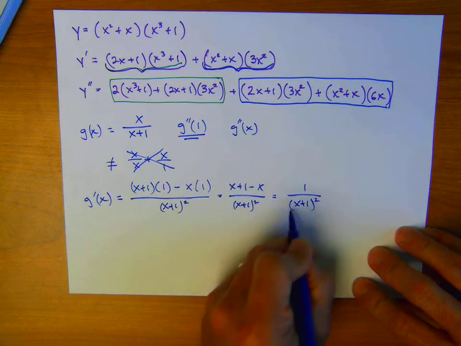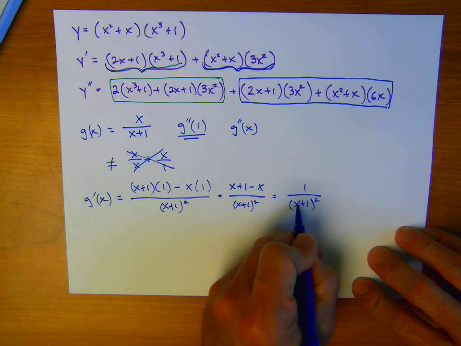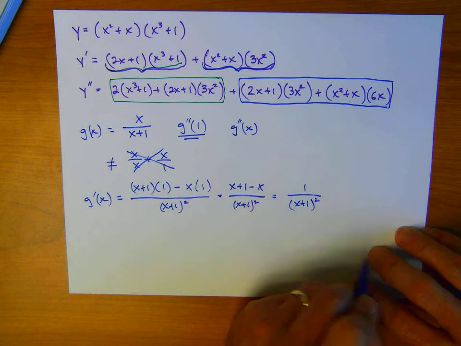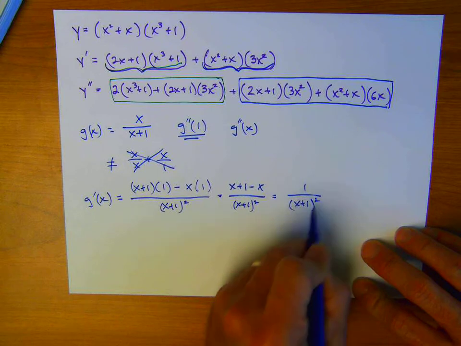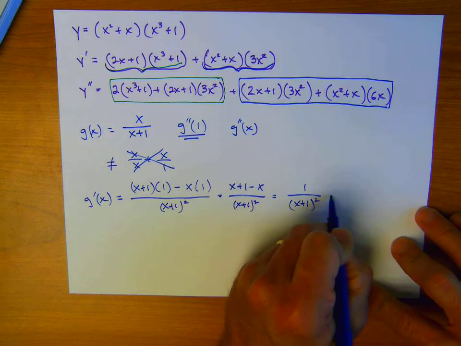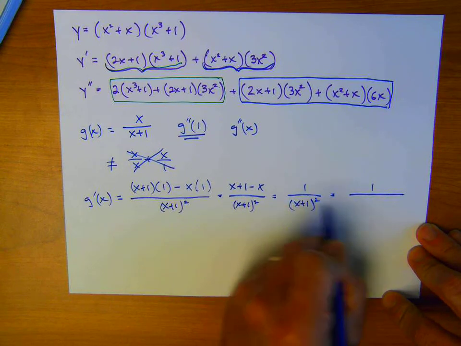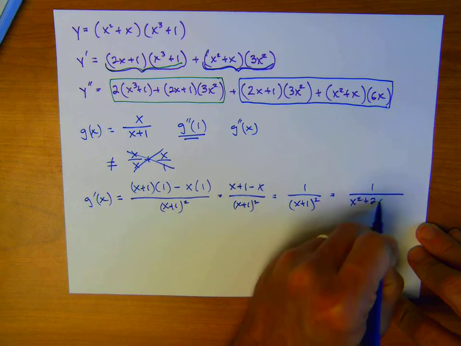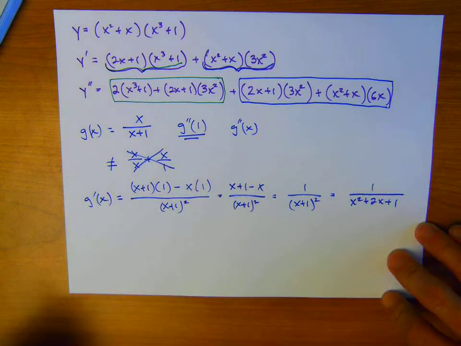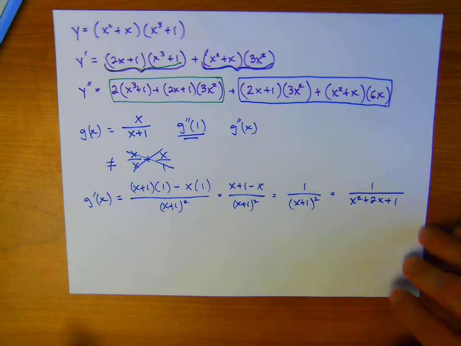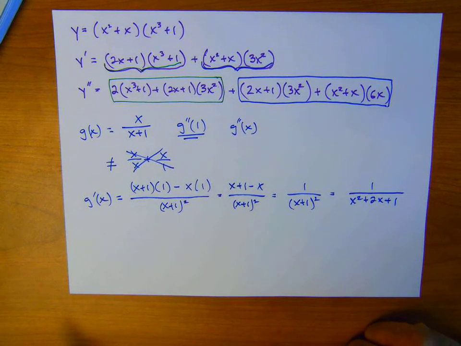But we don't know how to find the derivative of a function squared yet. That's called the chain rule, and we will get to that, but we don't know it yet. So in order to use what we know how to do right now, I'm just going to expand this out. So if I expand this, I get x squared plus 2x plus 1. All right, now I have something that I could take the derivative of.